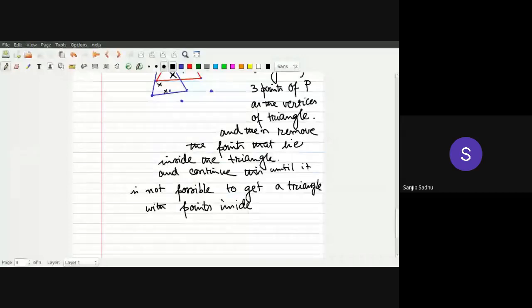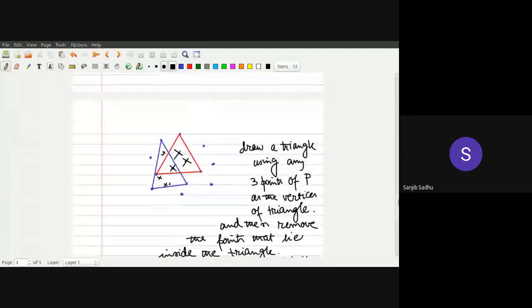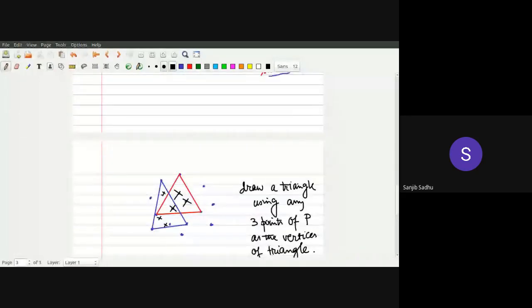That means you draw the triangles and remove the points inside them. Again, you select 3 points, draw the triangle, remove the points inside it, and you continue this. Suppose you have removed, say, 10 points, and after that, if you try to draw a triangle, you can draw it using the points, but there will be no points inside it, whatever the triangle.